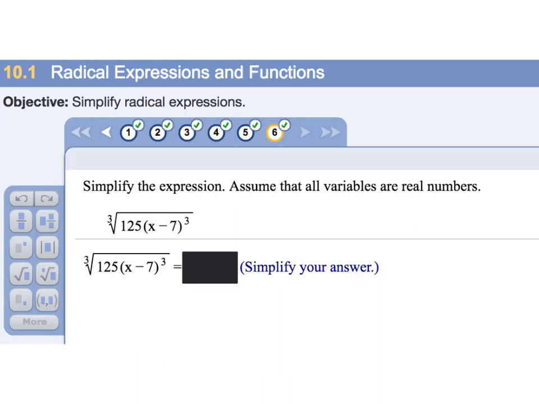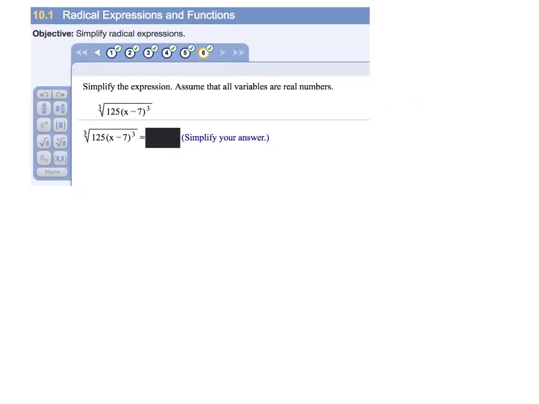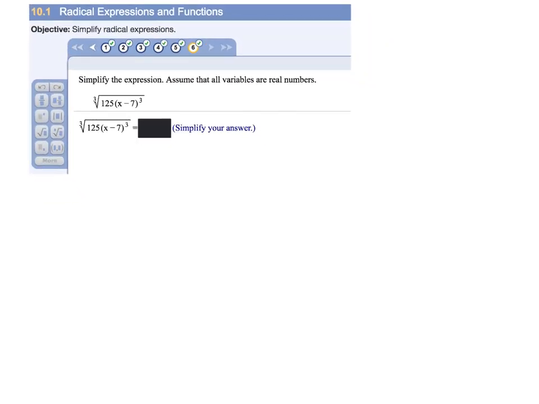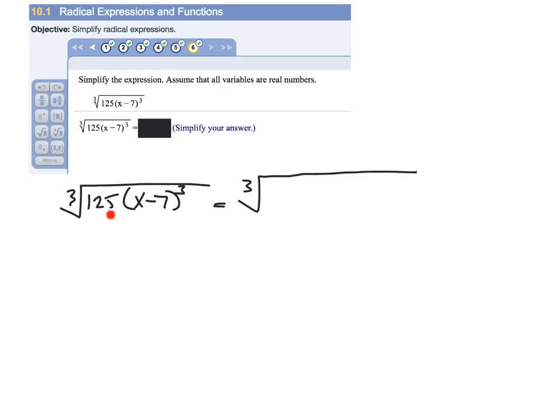Yay. All right, so this one looks ugly. Simplify. But it's not. It's actually pretty simple if you use the same method. So you've got the third root of 125 times x minus 7 raised to the third. Now if you use expanded notation, this 125 is really 5 times 5 times 5. And then this x minus 7 raised to the third power is really x minus 7 times x minus 7 times x minus 7.